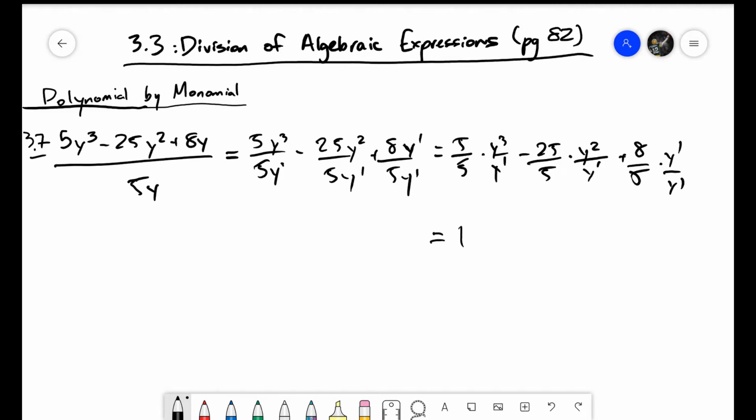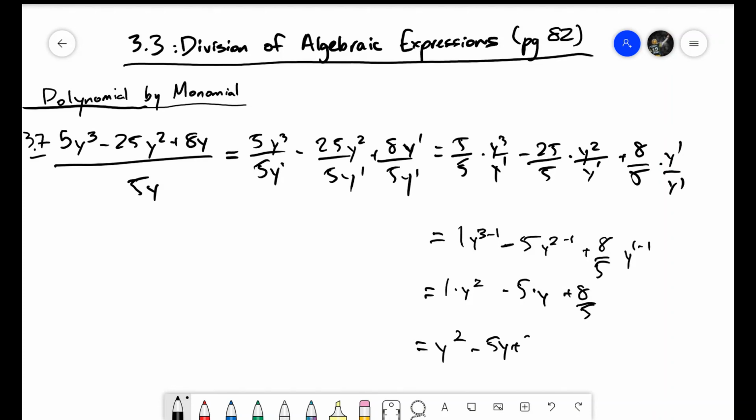Y cubed over y to the first is equal to y to the 3 minus 1. Next, 25 over 5 is equal to 5. Y to the second over y to the first is equal to y to the 2 minus 1. And then finally, 8 over 5 cannot be simplified, and y to the 1 over y to the 1 is equal to y to the 1 minus 1. Then this can be simplified as 1 times y squared minus 5 times y plus 8 over 5, which is equal to y squared minus 5y plus 8 fifths. And that is the end of the video.